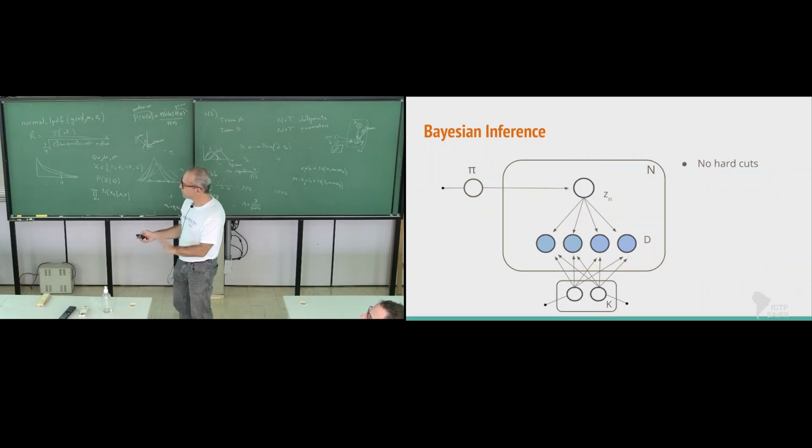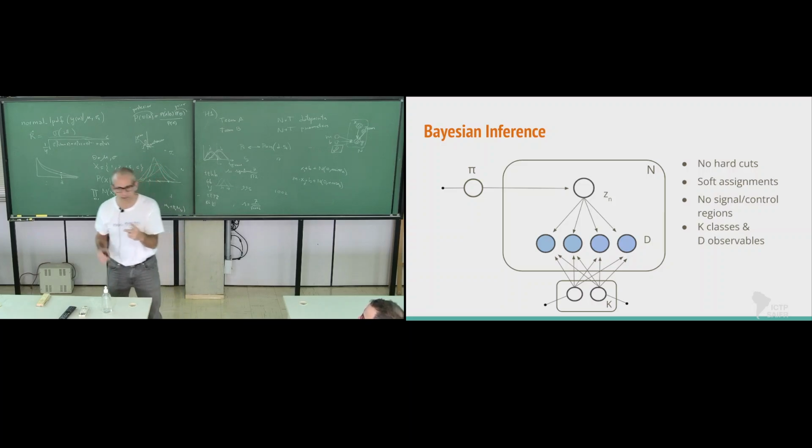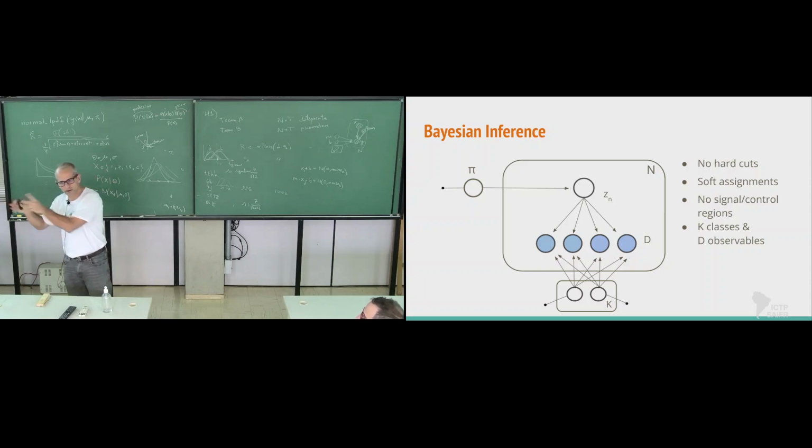Now, no hard cuts. There is soft assignment all the time, because the model gives you a probability of each event being signal or background. So it's much more clever to have a soft assignment. There are no signal and control regions. And observe that you can have K classes without any problem, and you have prior knowledge of each one of the backgrounds. You can have as many observables as you want, not only 2 as in the ABCD. In the ABCD, when you have 3 independent observables, what they do is slice one of the observables and do many ABCDs in different slices.